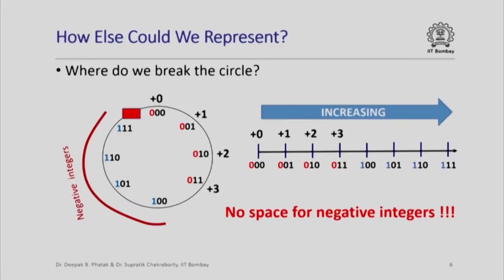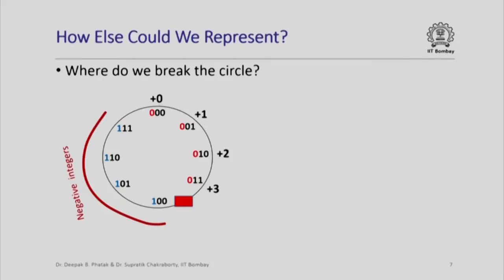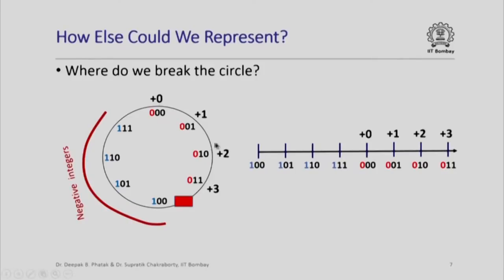So, what is the other logical point? The other logical point is here. So, let us see what happens if you break the circle there. Now we are going to break the circle there, and that gives rise to this number line where we start off with the binary sequences with the blue MSB, MSB of 1, and then we get the binary sequences with the red MSB, MSB of 0, and these we already know are plus 0, plus 1, plus 2, plus 3, because we want to treat the MSB as the sign bit, and when the number is positive, we just want to treat the number as if it is an unsigned integer.